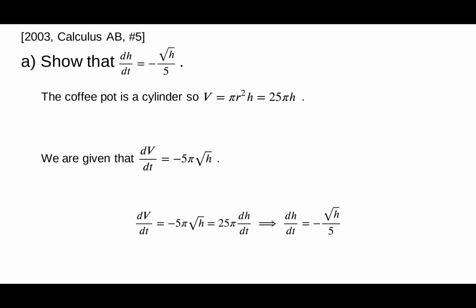So dV/dt, being equal to both of those expressions, they must be equal to each other, so we get the equation negative 5 pi square root h equals 25 pi dh/dt. From here, it's a little simple algebra to show that dh/dt is negative square root of h all over 5, as required.